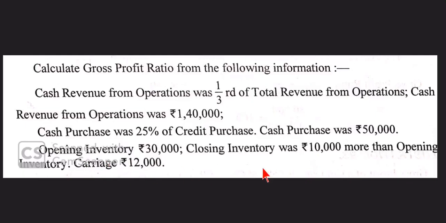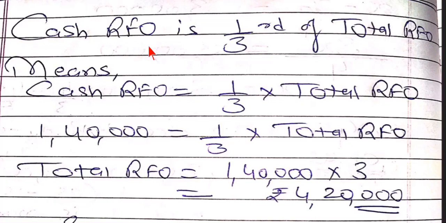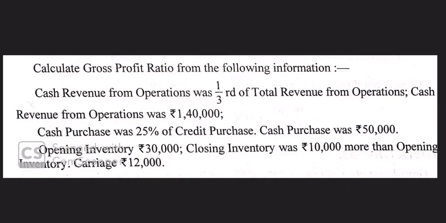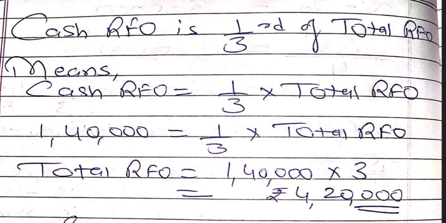Okay, so from this question now we have to calculate first total revenue from operation, that is RFO or sales. See here. Now children see, cash revenue is 1/3 of total revenue from operation. Cash RFO is equal to 1/3 into total RFO. So cash revenue is given in the question. See, cash revenue is given how much? Cash revenue is given 1,40,000. So cash revenue from operation I have put here 1,40,000. 1/3 of total RFO. Total RFO I don't know, so you can assume this to be X. So by cross multiplying, 3 shifted to that side, that has given you the value of total revenue from operation.